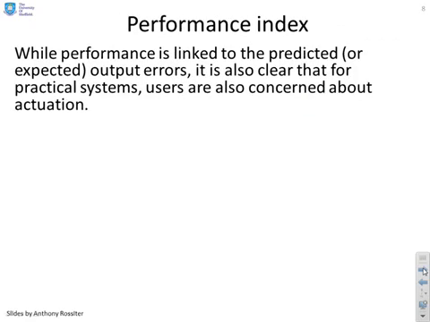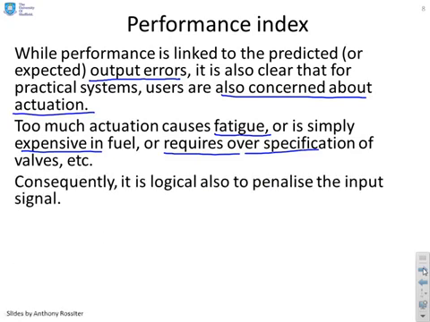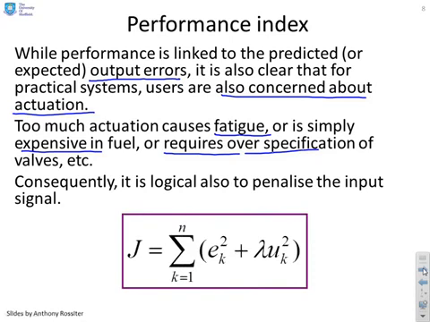So, a performance index linked to the predicted output errors might make sense, but we can't do it on its own because we're also concerned about actuation. Too much actuation causes fatigue, is expensive in fuel, requires over-specification of valves, etc., etc. And so it's logical to also penalize the input signal.